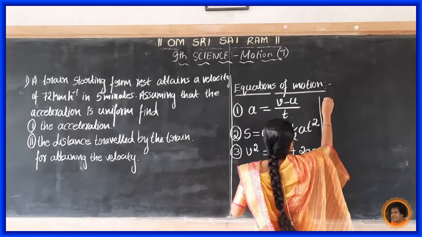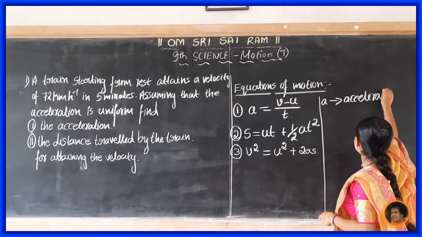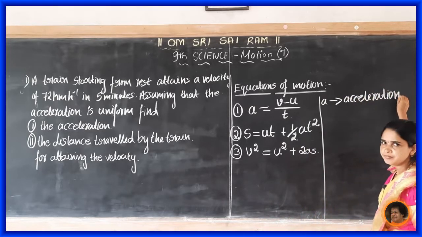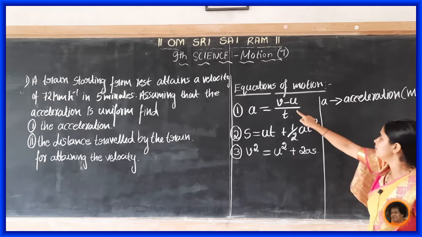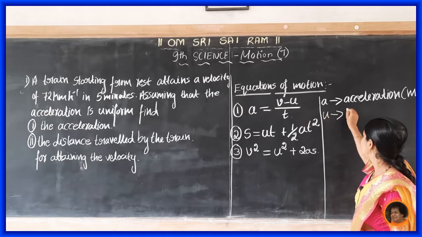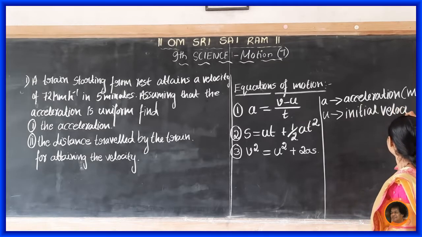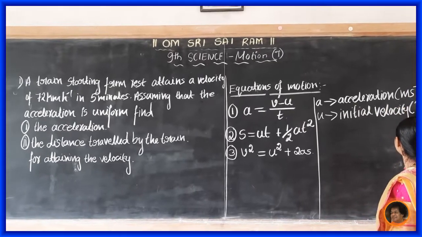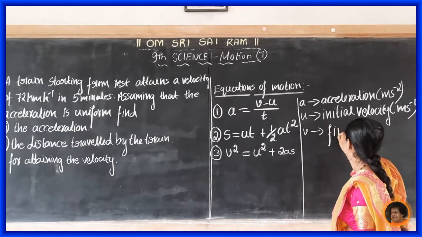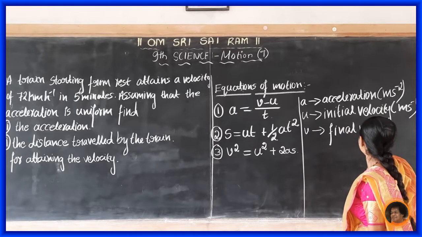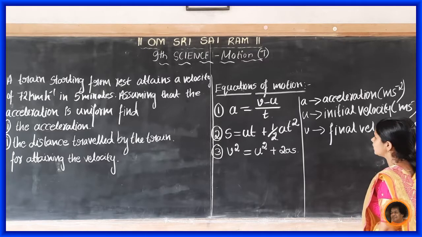So write here the symbols. A means acceleration. We know the SI unit of acceleration is meter per second square. U symbol denotes initial velocity, its SI unit is meter per second. And v is final velocity, its SI unit is meter per second.